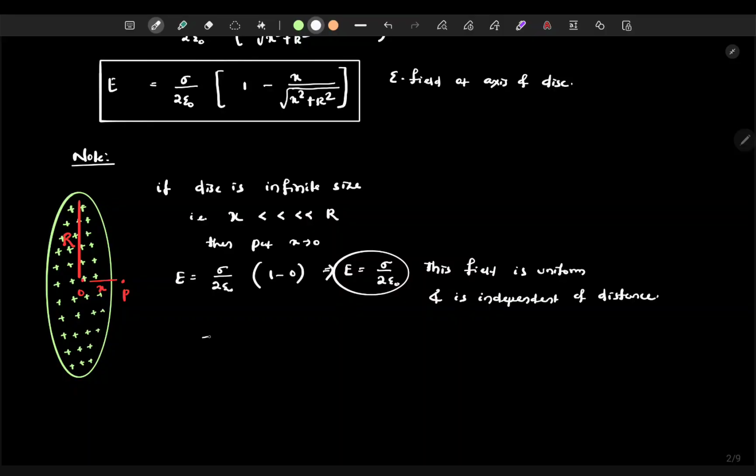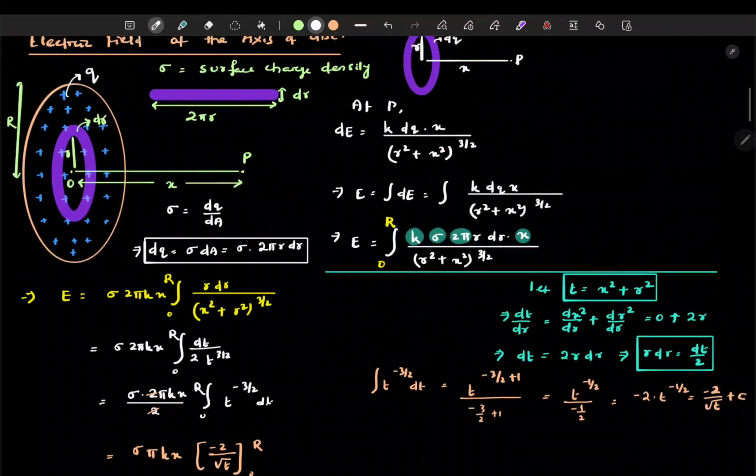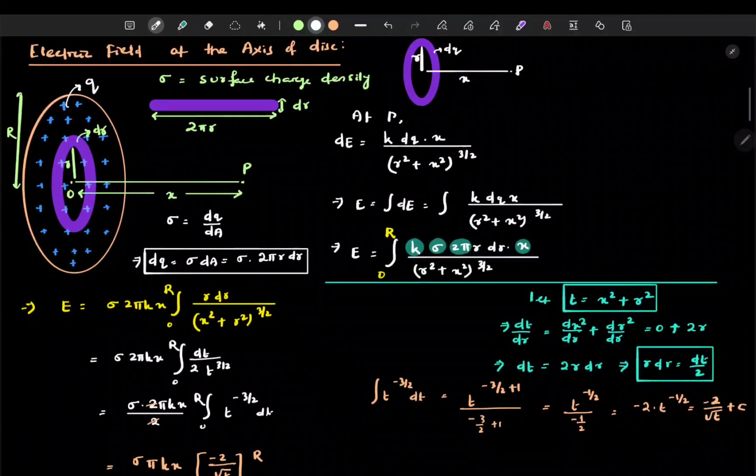So we clearly learn that E is proportional to sigma, the surface charge density, that is charge per unit area. The more the surface charge density, the more will be the magnitude of electric field intensity. So the second portion is finished, electric field at the axis of disk. This portion is very important, from start to ending. We have crossed the difficult level.